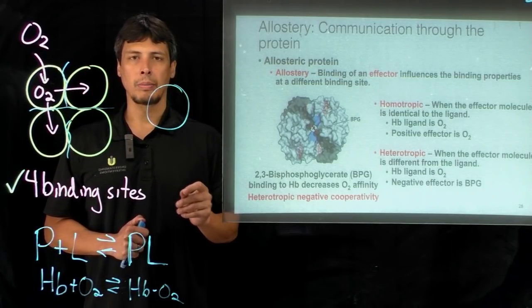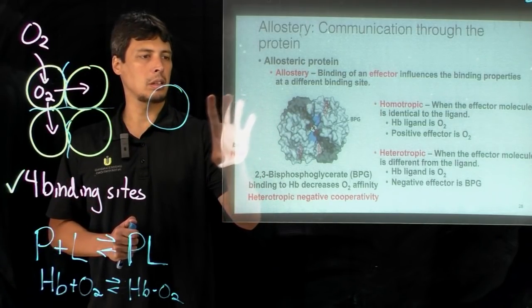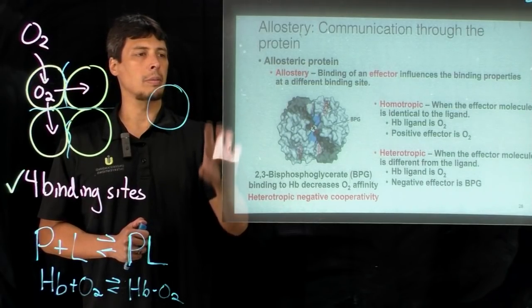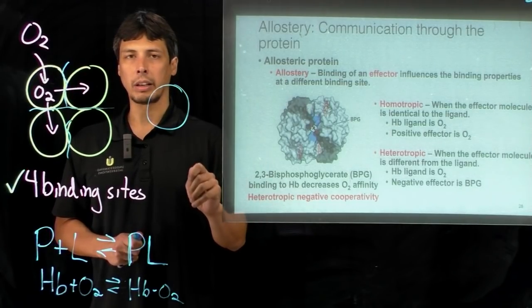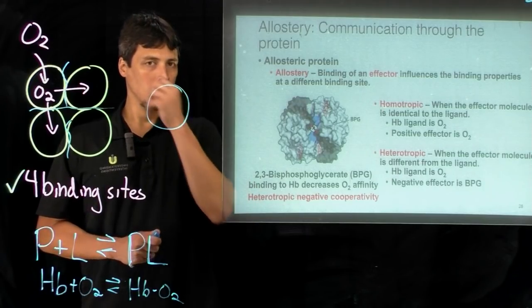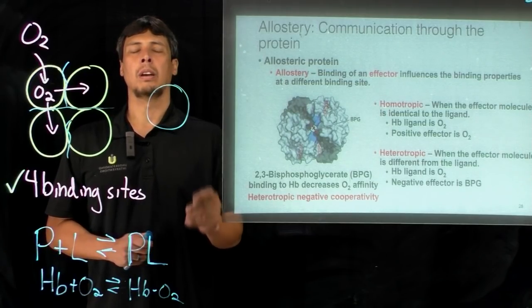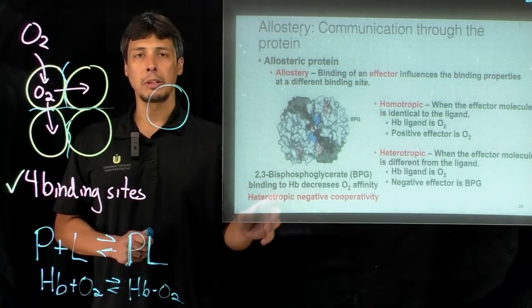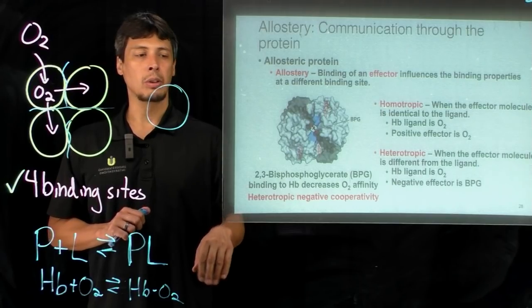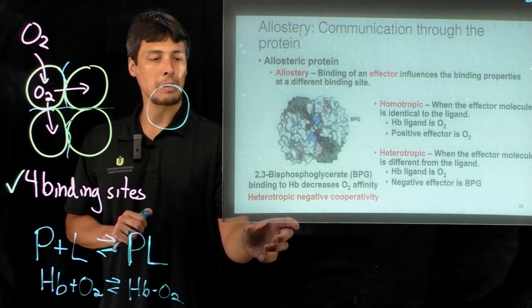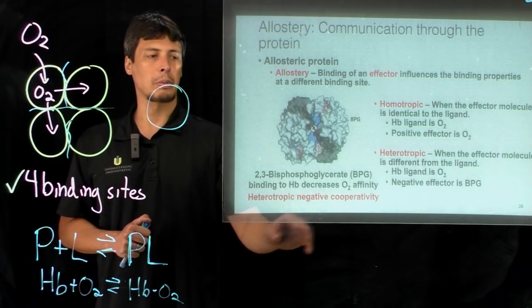Heterotropic is when the ligand and the effector molecule are not the same. We'll talk about this later in class, but 2,3-bisphosphoglycerate is a molecule that can bind to hemoglobin and decrease the affinity for the ligand. That is, it can decrease the affinity for O2. So in this case, BPG is a different molecule than O2. So it's a heterotropic effector, and what's more, binding of BPG to hemoglobin actually causes a decrease in the affinity for O2. So we would call BPG a heterotropic negative effector, and this displays heterotropic negative cooperativity.